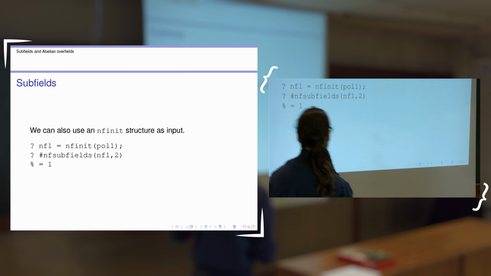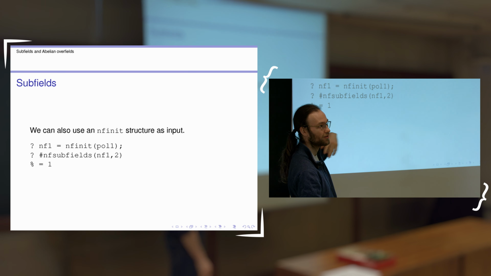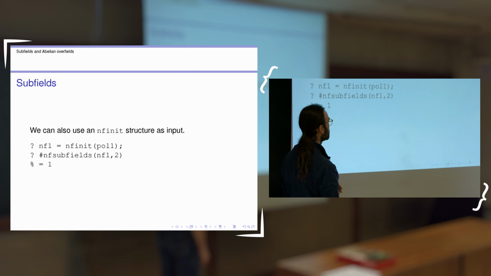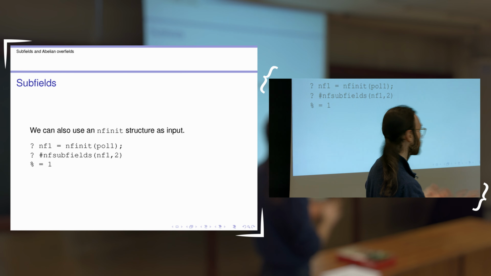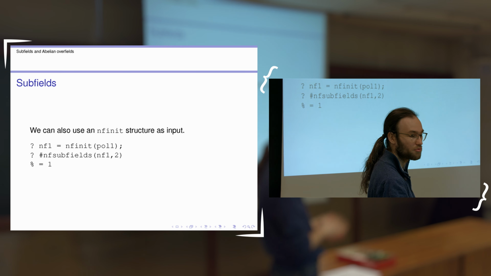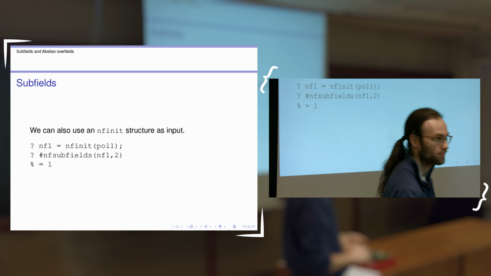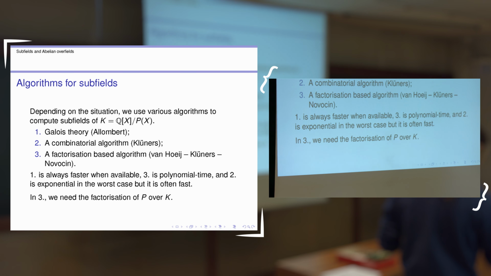Okay, just a small comment. If for some reason you had initialized an nf structure for your number field, you can just give that as an argument instead of the polynomial. But it's not required, and it can give a small speed improvement, but usually not much.